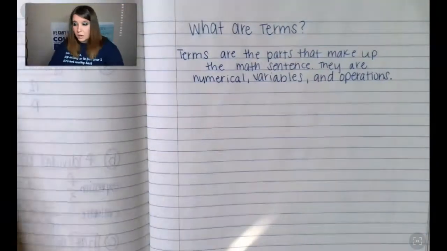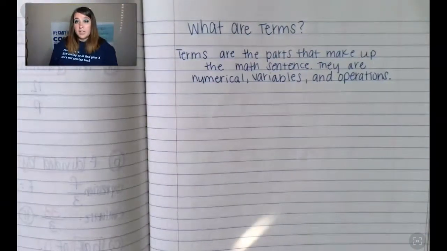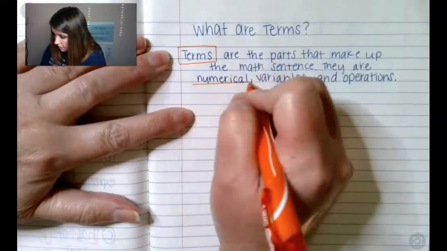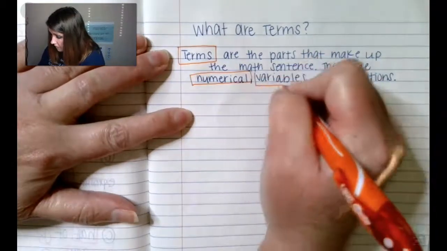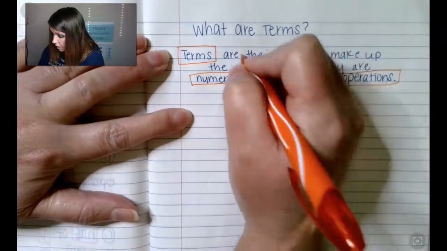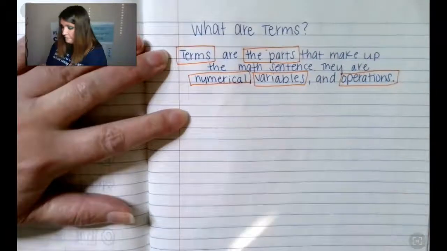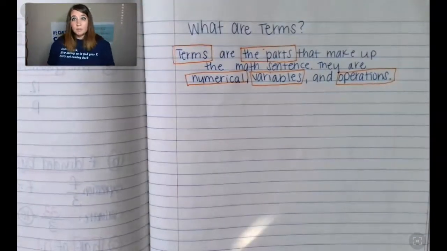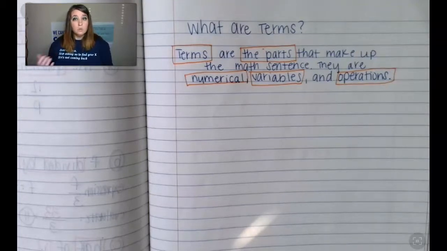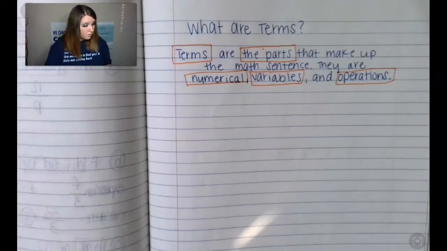All right, so when we are looking at the word terms, we will be identifying the numbers, the variables, and the operations of a sentence. So they're the parts that make the sentence. It's like when you're making a recipe and you need certain ingredients to make that recipe. Without the terms, you can't make a math sentence. Without your certain ingredients, you can't make your recipe. They all work together.